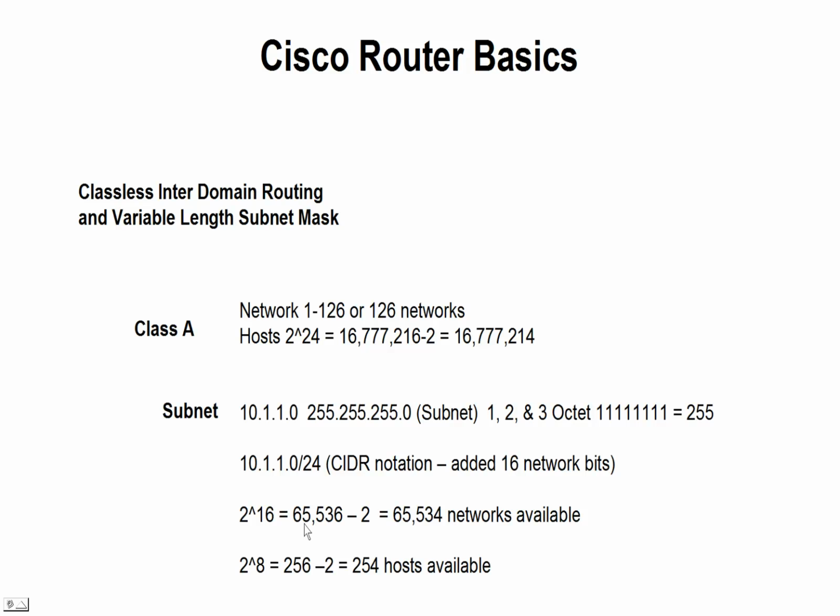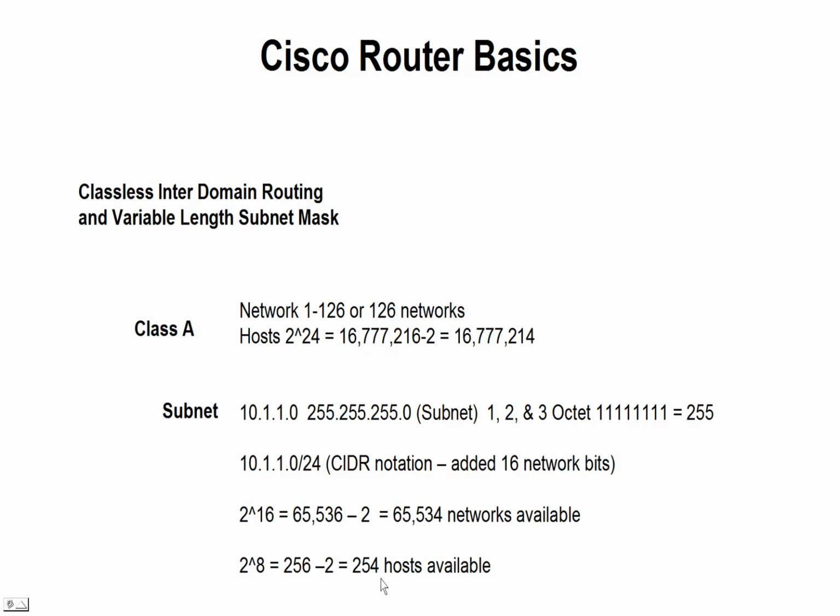Gives you 65,536 minus 2, or 65,534 new networks that would be available to assign. But that only leaves 2 to the 8th power, or 256, that last octet, minus 2, 254 hosts that would be available for assigning. Again, 254 is not practical.